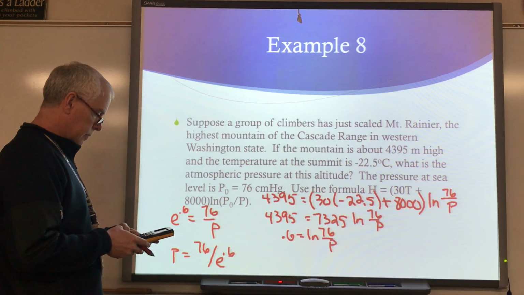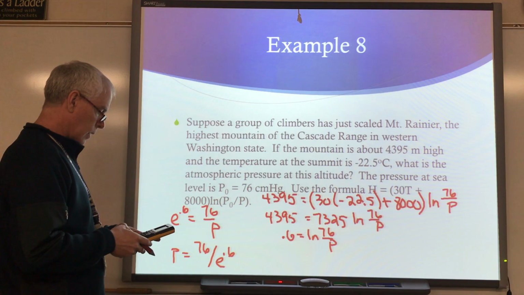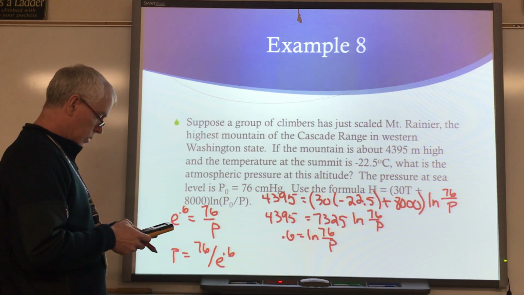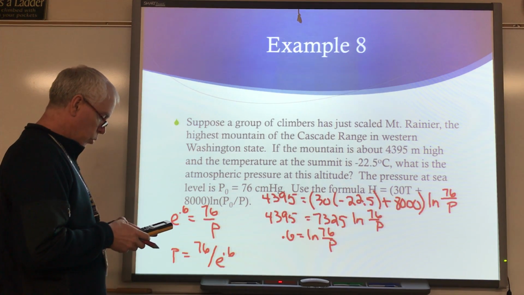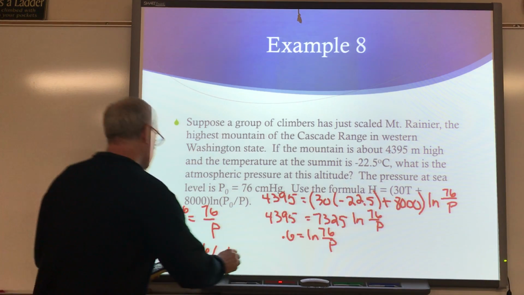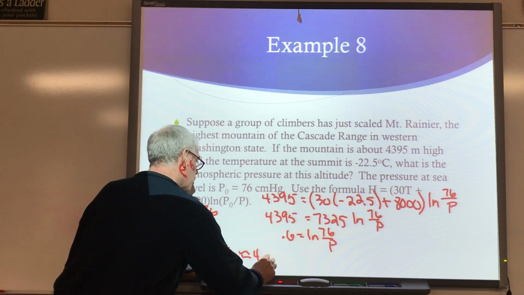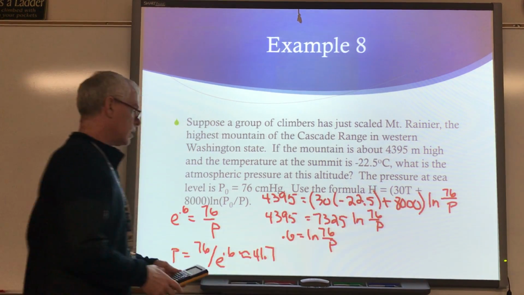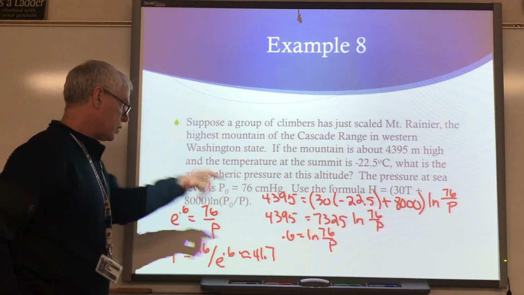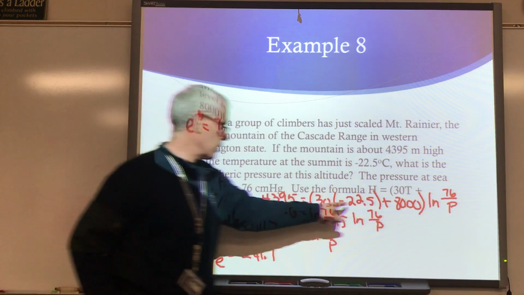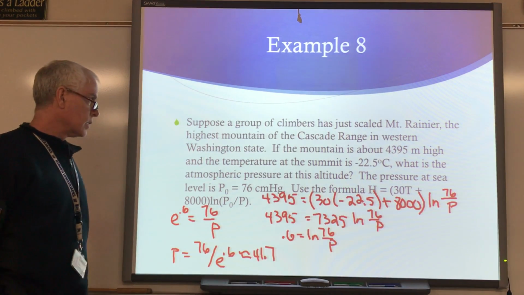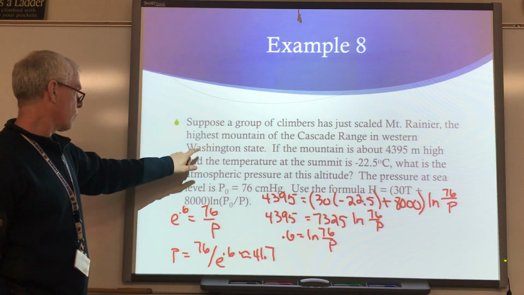Let's see what we get there. Oops, did it wrong. 76 divided by e to the 0.6. Yep, and so I'm getting about 41.7 centimeters of mercury. Okay, you could have graphed that though, you guys. You could have put 4395 in Y1 and then the right side in Y2, set your window appropriately, and found out where they crossed. So we're just solving problems here.